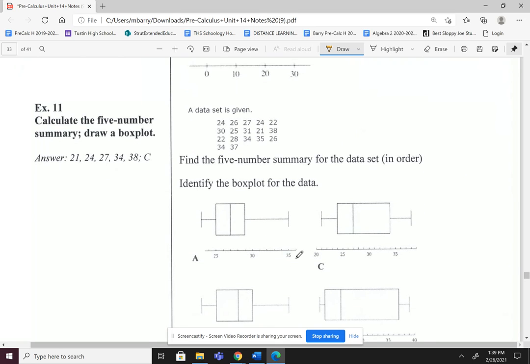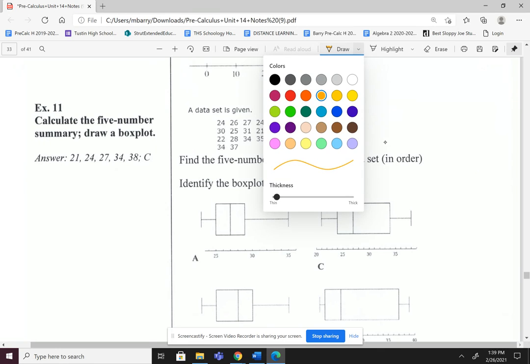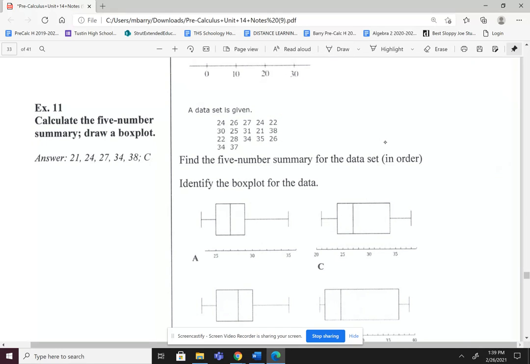So we have another data set here that is given. So we're going to go ahead and sort these numbers out. Or are they already in order? No, they're not. Okay, so I'll go ahead and do that first of all. So I need to do the smallest number first, which is 21.